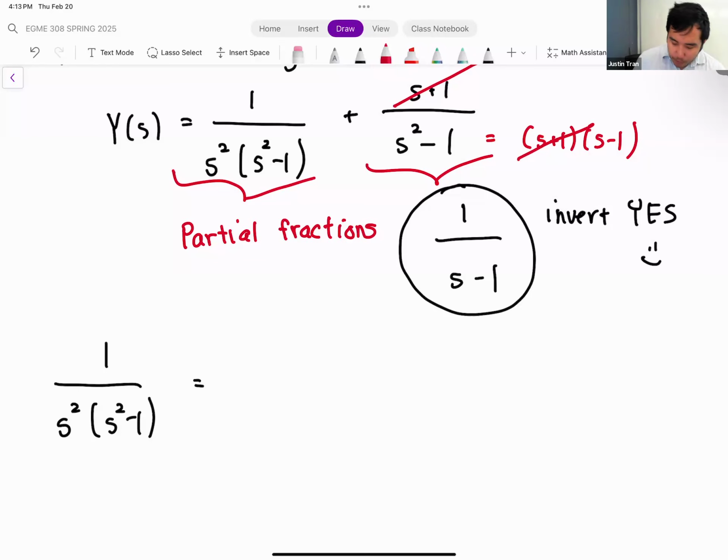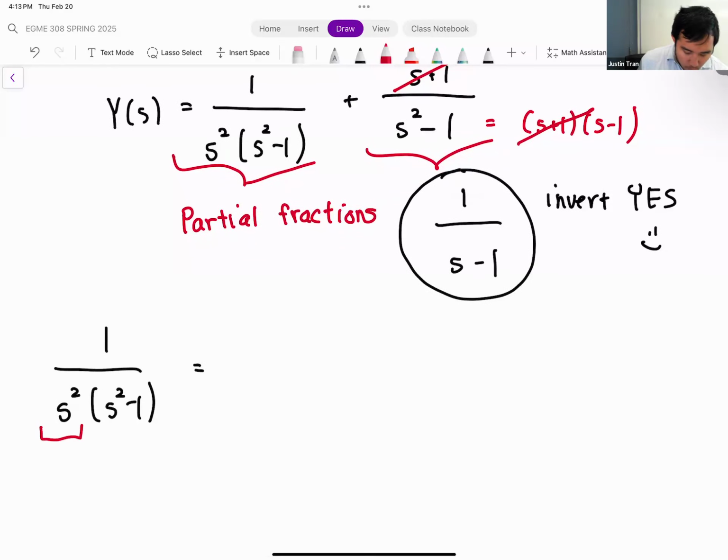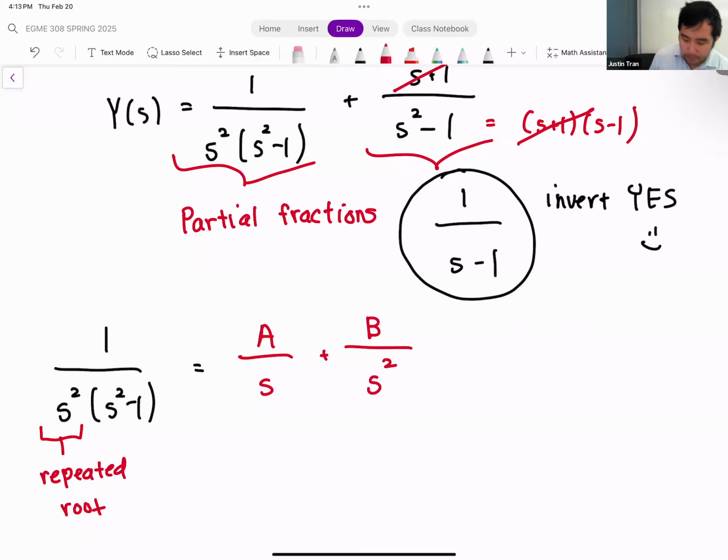This is actually going to break up into 4 separate fractions because we have 1 over s squared, which is a repeated root. So we basically have 1 over s twice in the denominator. If you recall from last time, when we have a repeated root we break it up into all of its component pieces, which includes all the lower order terms as well. So we're going to have one term which is just a over s, and then another term, b over s squared. We include every repeat of that root, so s and s squared.